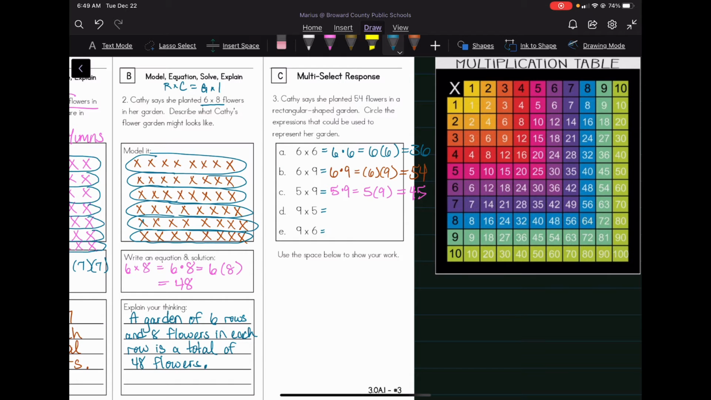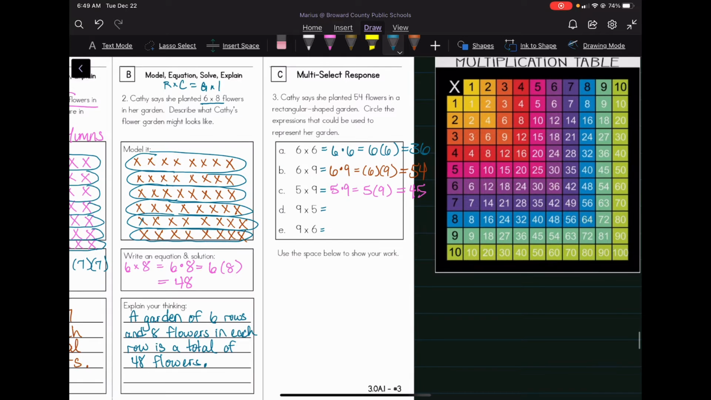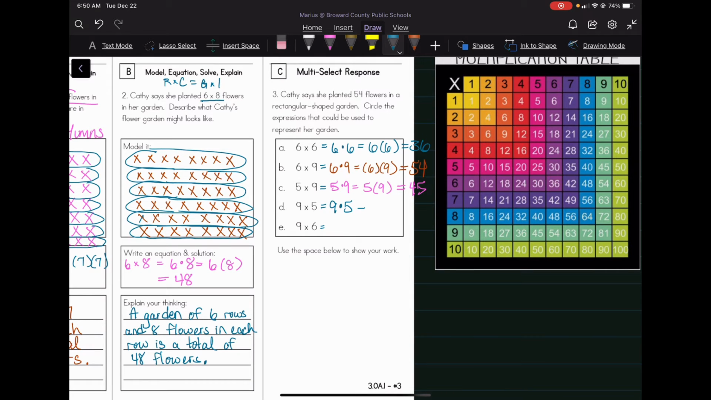Next is 9 times 5. So this is going to be 9 times 5 using the dot. I'll write it as 9 times 5 this way with each one in parentheses. Now, the cool thing here is that 9 times 5 is the same as 5 times 9. So C and D will ultimately give us the same product, which is 45.